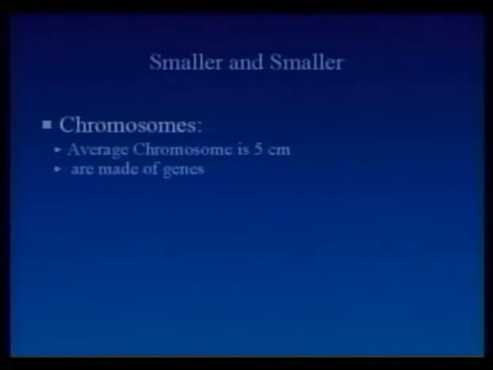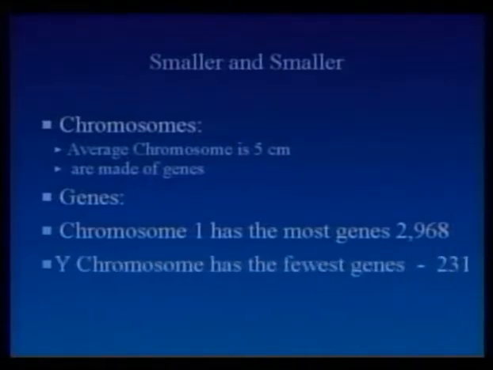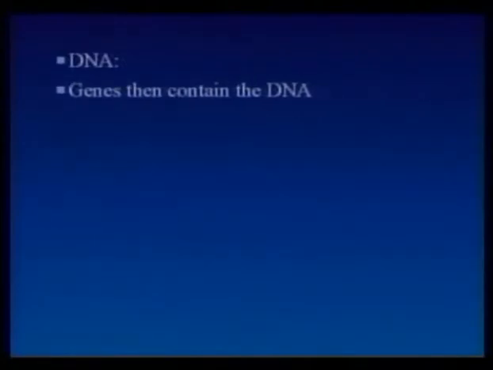Yeah. And the chromosomes are made up of the genes, and there are different chromosomes. We saw that there are 23 pairs. Chromosome 1 has almost 3,000 genes, and the Y chromosome has the fewest at 231. And the DNA is then found on the genes. You're correct. It keeps getting smaller and smaller and smaller.